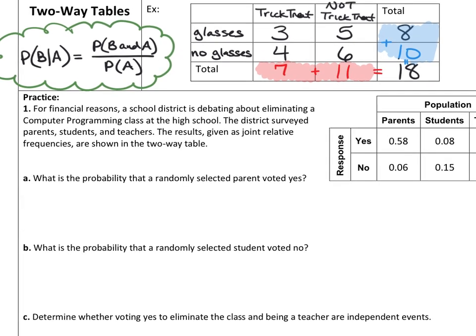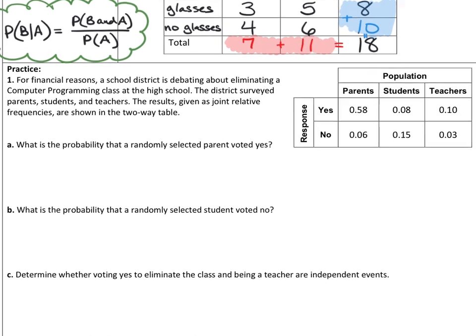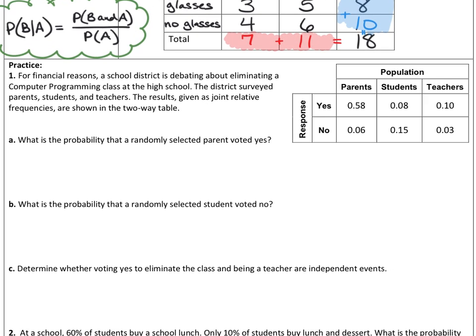Okay. So we've made our own two-way table, so we see how this data has been collected, but then we can actually use it to answer questions about certain situations in the real world. So for example, for financial reasons, a school district is debating about eliminating a computer programming class at the high school. Don't know why, computer programming is the language of the future, but whatever. The district surveyed the parents, students, and teachers. The results, given as joint relative frequencies, are shown in a two-way table.